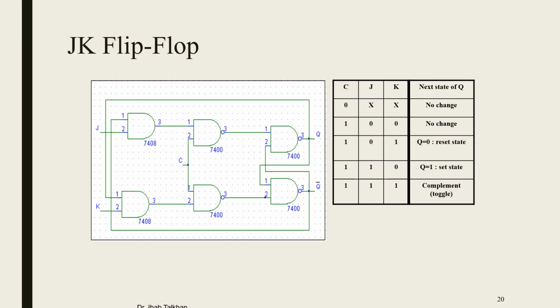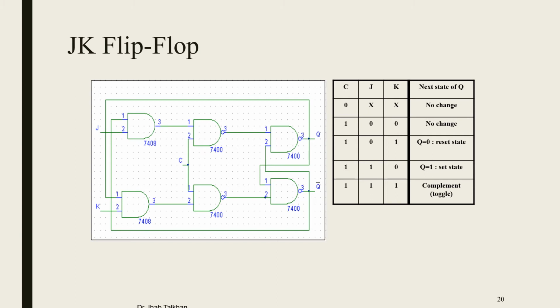Another way to solve the problem of S equal R equal 1 is to use what's called the JK flip-flop. In the JK flip-flop, J stands for S and K stands for R, so J is set and K is reset. As you can see from the graph here, we described this JK flip-flop in detail in the 3 videos we gave you in the Google Classroom.